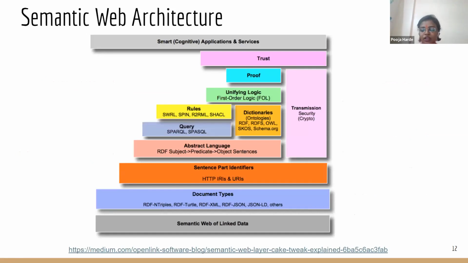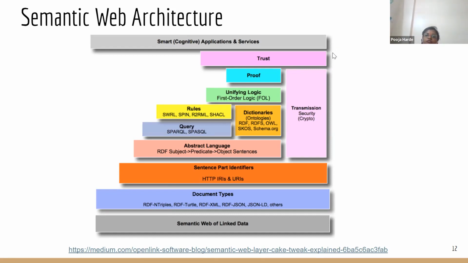So I hope that we have understood what the semantic web is, what linked data is, and what linked open data is. Now we will talk about the semantic web tech stack. This is the semantic web layer cake, which shows how the semantic web is designed. If we come from top to bottom, the very first layer is for the applications and the services. It is nothing but the users or the machines that use the data.